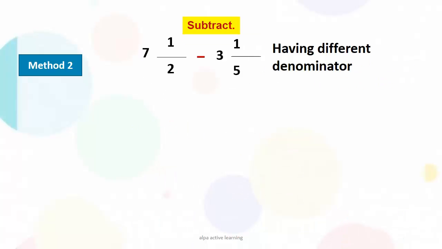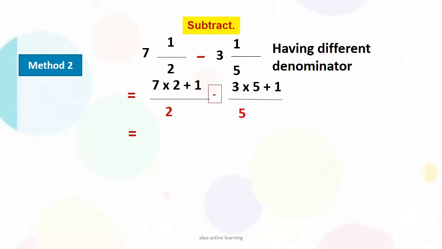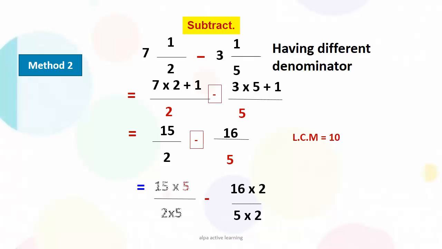Now the same sum. Here we convert into improper fractions first. So 7 twos are 14 plus 1, 15/2. 3 fives are 15 plus 1, 16/5. So 15/2 minus 16/5. Now denominators are different, so cross multiplying again. So 15 into 5, 2 into 5, 16 into 2, 5 into 2. So how much are 15 fives, children? 75/10 minus 32/10, and that is also 47/10.